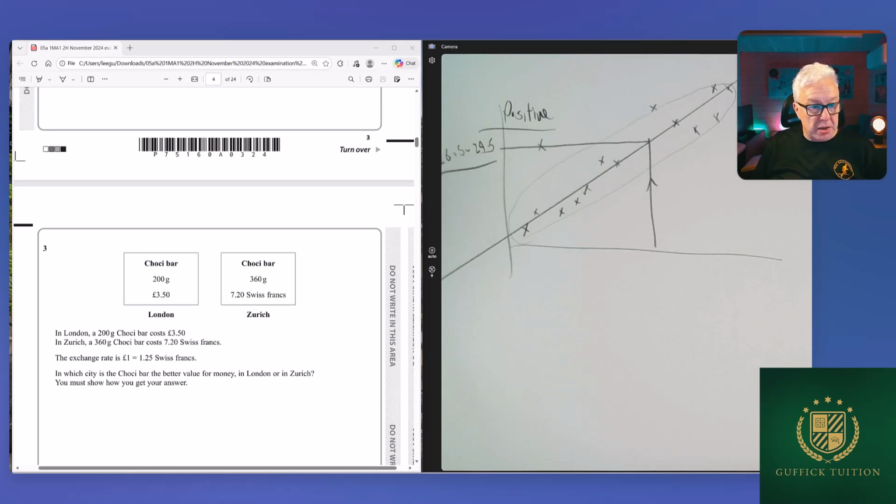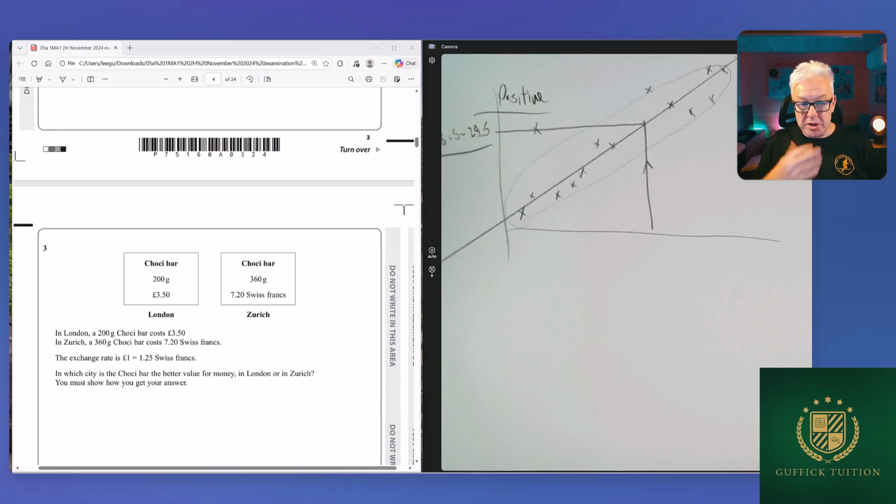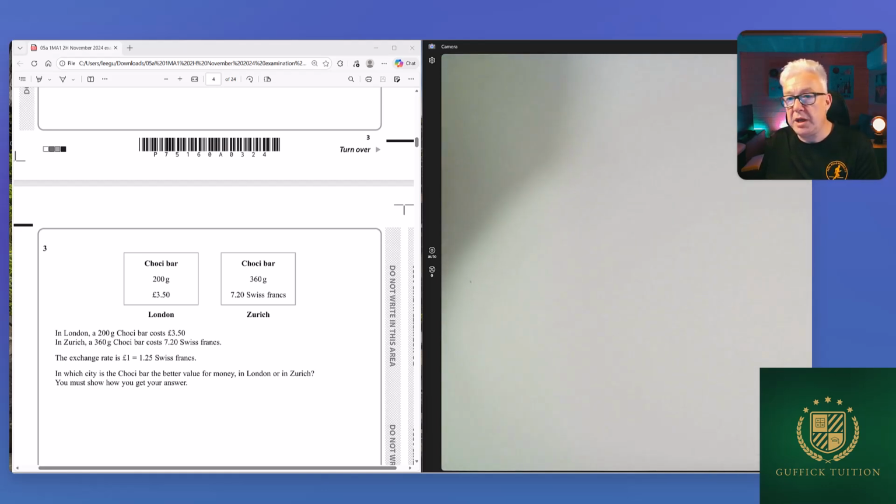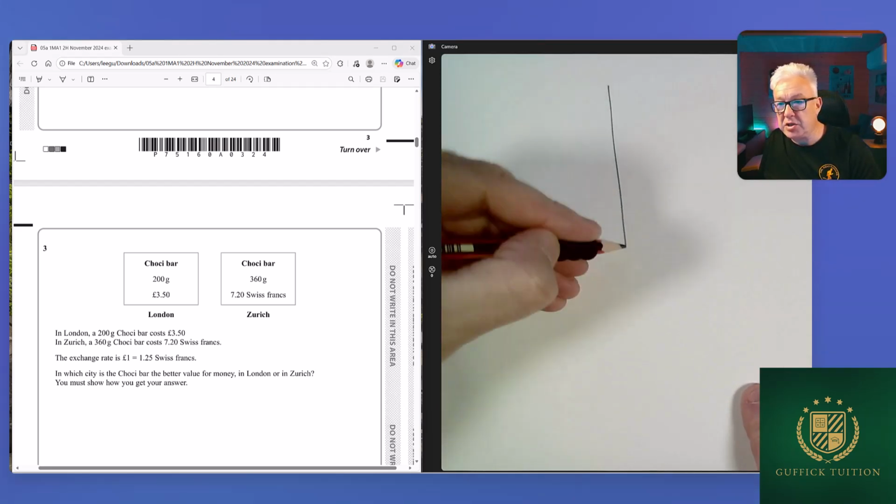Chocky bars. It says in London, a 200-gram chocky bar costs £3.50. In Zurich, a 360-gram chocky bar costs 7.20 Swiss francs. The exchange rate is £1 to 1.25 Swiss francs. In which city is the chocky bar best value for money, in London or in Zurich? There are so many ways that we can do this, but we've got to compare like with like. So first of all, let's get both London and Zurich into pounds.